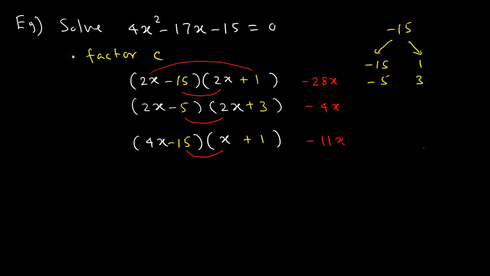And since the two numbers are different, you also have to consider the other product. So you have 4x and x, and you can switch the numbers.